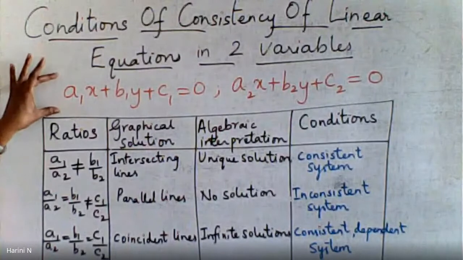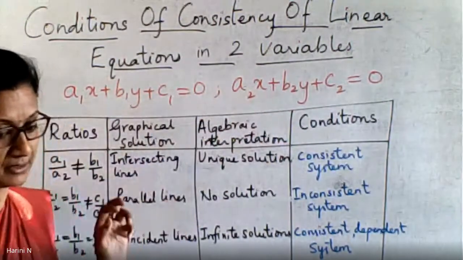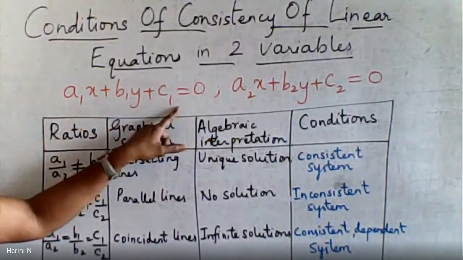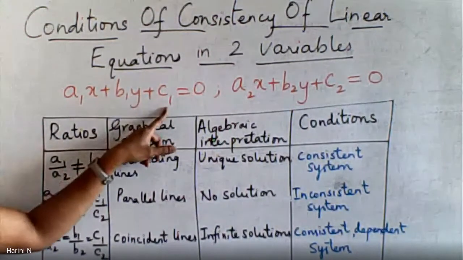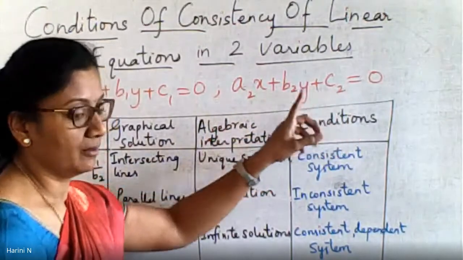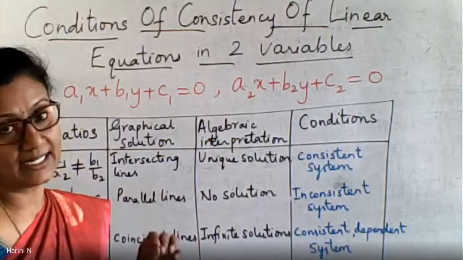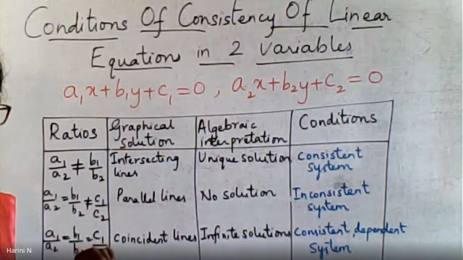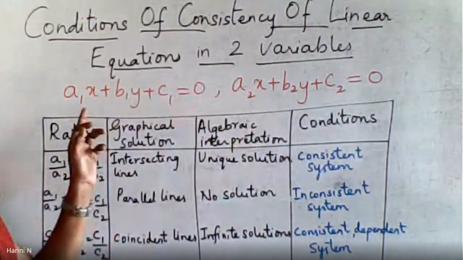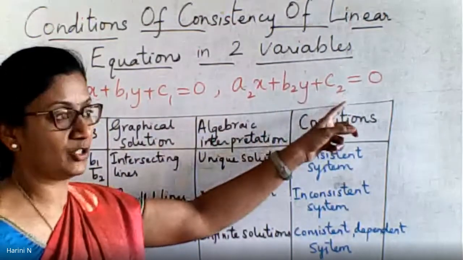Now, if there are two equations given to you in this form, this is the general form of a linear equation in two variables. Because I have two equations, I will be taking the coefficients of the first equation as a1, b1, and c1, and the coefficients of the second equation as a2, b2, and c2. Generally, when I write a linear equation in two variables, I write it as ax plus by plus c equals 0. Because we are dealing with two equations, I have taken a1, b1, c1 for the first equation and a2, b2, and c2 for the second equation.